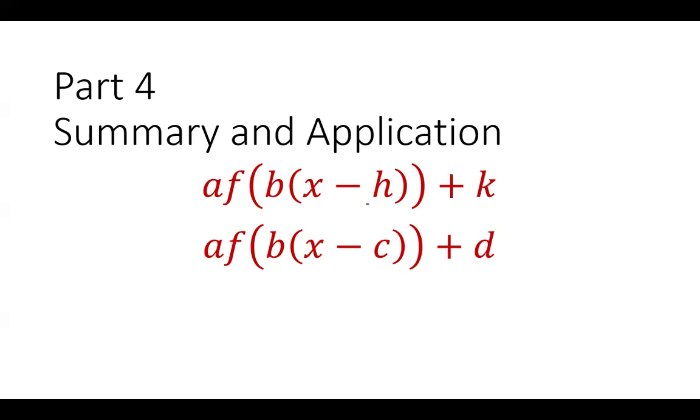This is what a general transformation rule would look like. It either will use H and K or C and D. They are interchangeable. Does that make sense? H and K, C and D are all interchangeable. Just keep in mind that they mean the same thing. On here, we're going to dive in to specify a little bit more, but on the outside, I want you to make note of what is what.